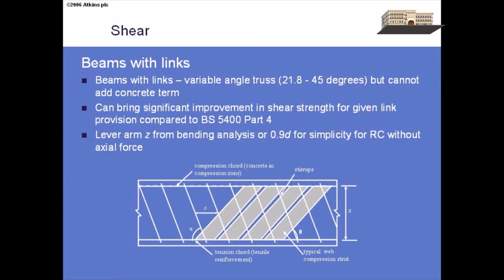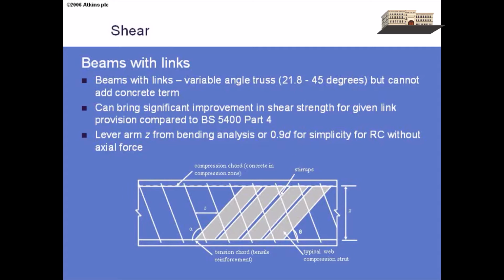In the Eurocode, we can vary the angle of those struts from 45 degrees to a much flatter angle, down to 21.8 degrees. And as you'll see from the formula in a minute, the significance of flattening the truss angle off is that the concrete struts basically cross more links. And if they cross more links, they involve more links in the shear resistance calculation, and we can get a lot more force out of the links. But, as I say, you can't add the concrete term to the link term.